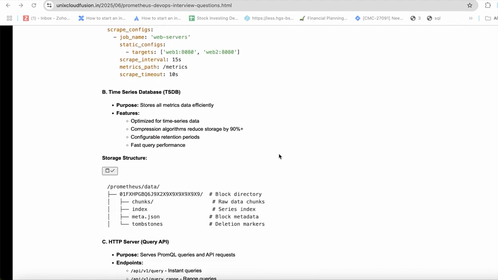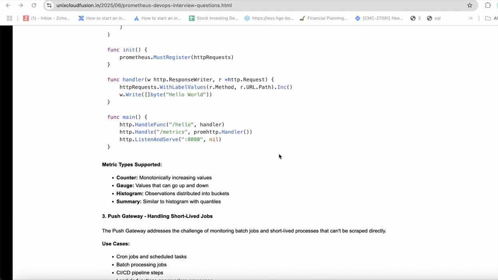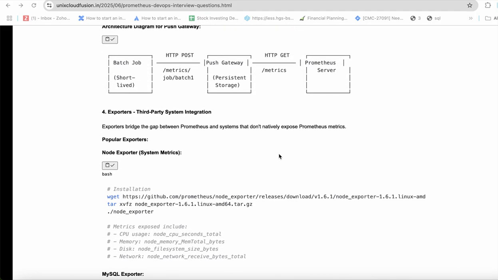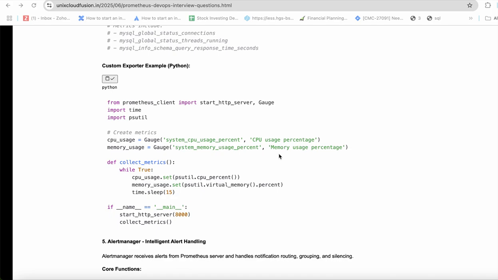I have covered all the major details that you need to know about the architecture, and I have included some examples also, so you can easily understand and answer all these questions related to Prometheus architecture.